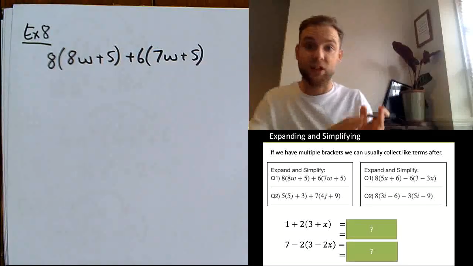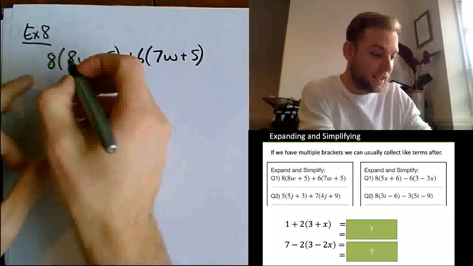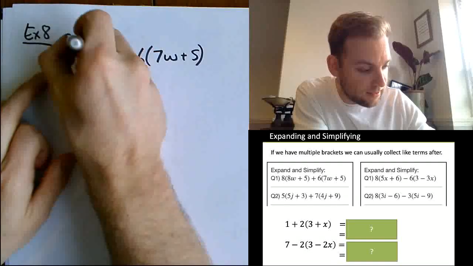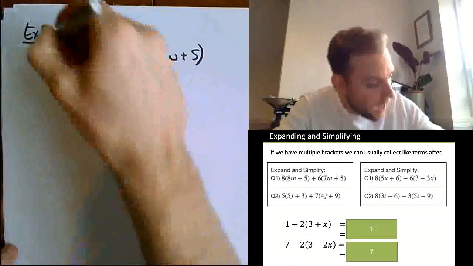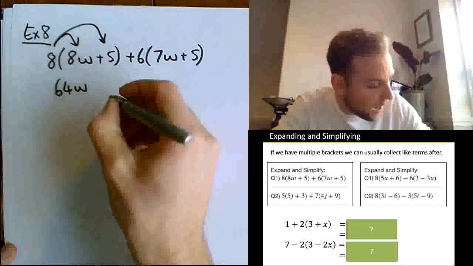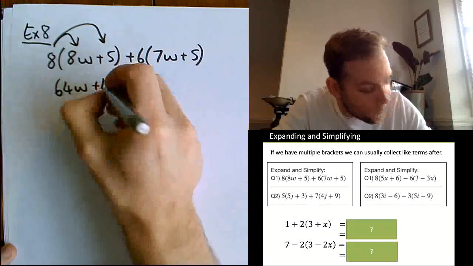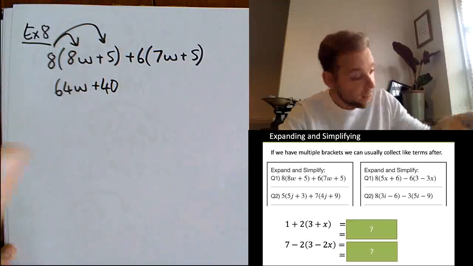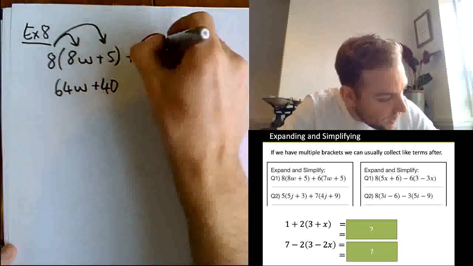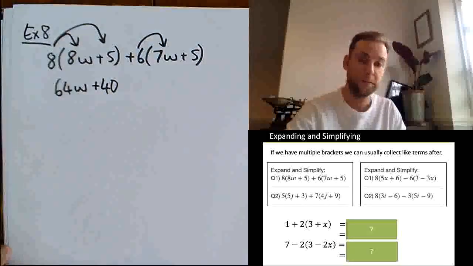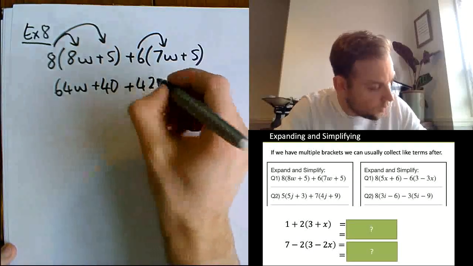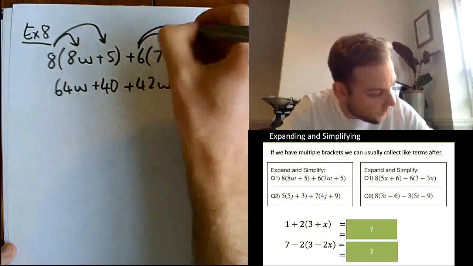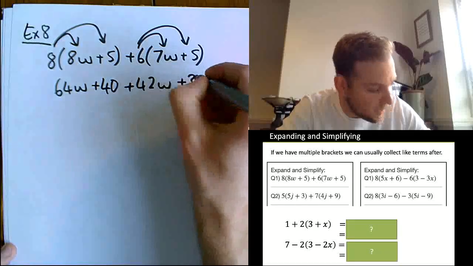So the first thing I need to do is expand this left-hand side one. So 8 times by 8w is 64w. And then 8 times by 5 is equal to plus 40. Then I'm expanding out this one. So 6 times by 7w. Well, 6 times by 7 is equal to 42w. And 6 times by 5 is plus 30.